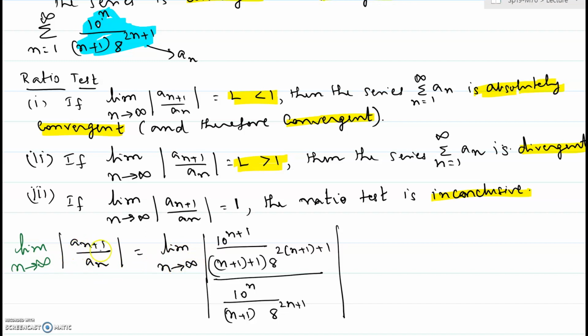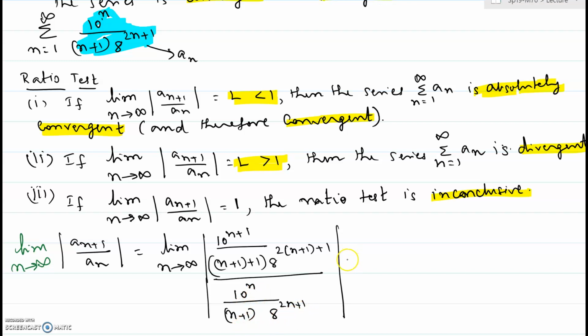In order to find a sub n plus 1, we are going to take the expression in blue and change n to n plus 1. N alone gets replaced by n plus 1 in this expression. So it is 10 to the power n plus 1, then n plus 1 plus 1, then 8 to the exponent 2 times (n plus 1) plus 1. So put that n plus 1 in parentheses, so be careful here when you find a sub n plus 1. And then the denominator is a sub n, so it is simply the expression given in the problem, which is 10 to the power of n over (n plus 1) times 8 to the power 2n plus 1.